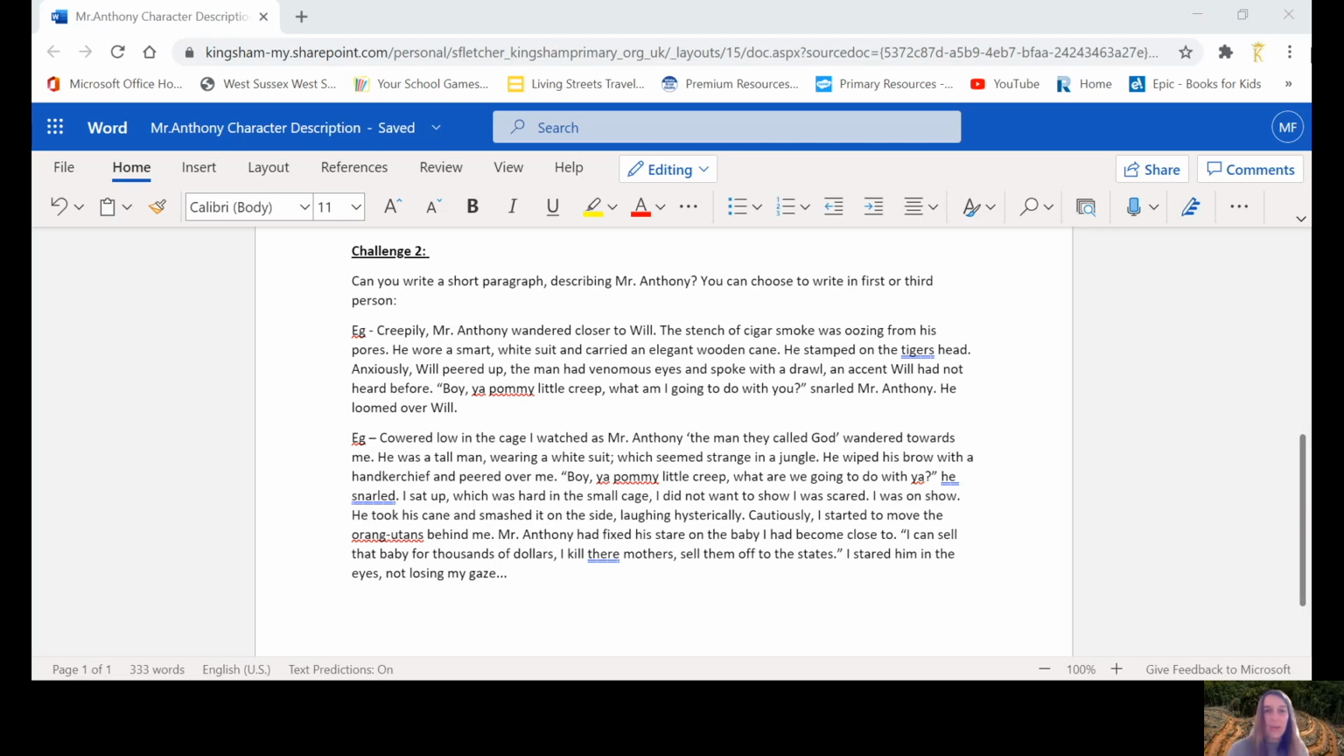If you can imagine that now, it would be as if Mr. Anthony was this close to Will. So close that you can see every detail of his face. What's he trying to do by doing that? Is there a word that you can think of that might explain what he's trying to do to Will?